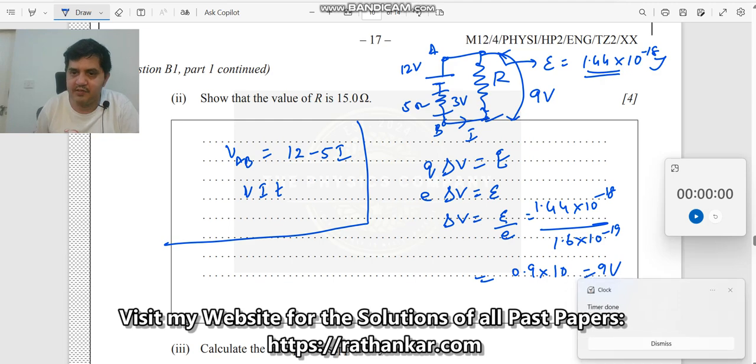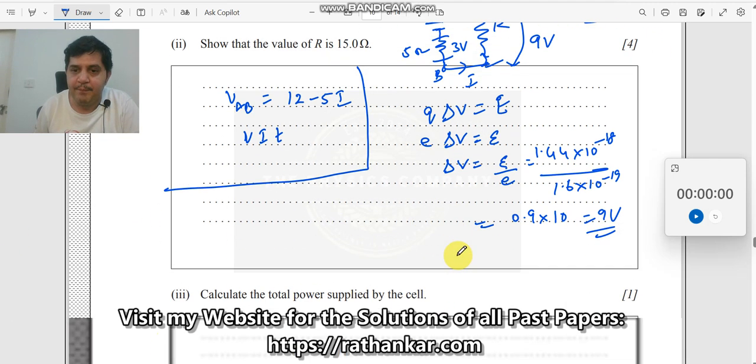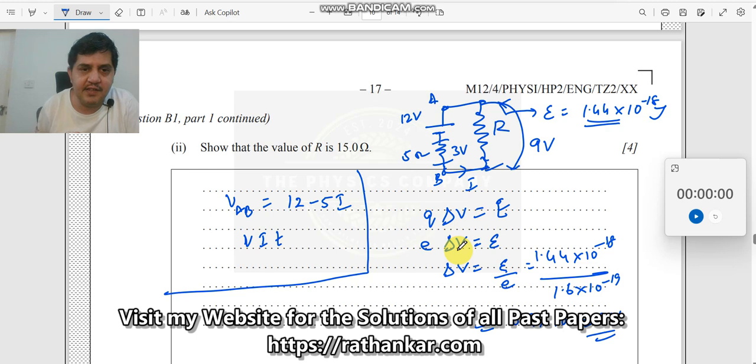We already crossed the time; we missed some time over here. So now what is your answer here? We need to get the value of R. What we have got is the potential difference here. Now let us find out the total current. We already got VAB. VAB is 9 here. 9 should be equal to 12 minus 5 into I.